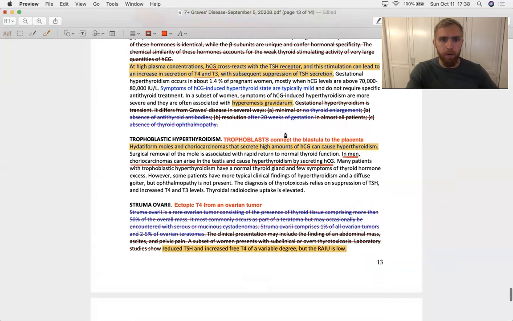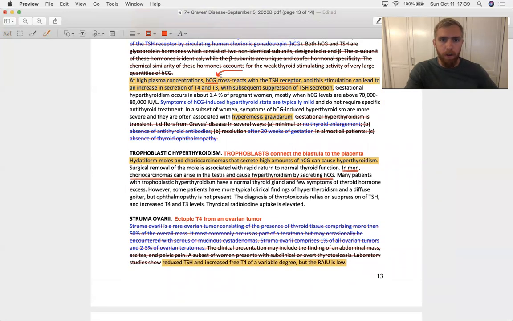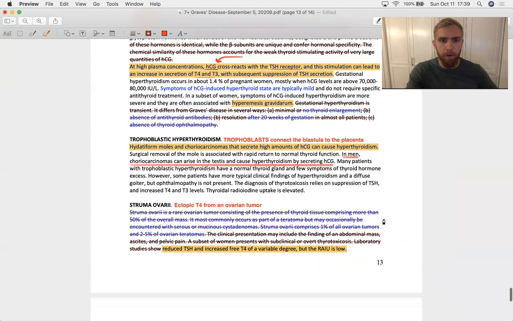Trophoblastic hyperthyroidism. So we just said human chorionic gonadotropin has some tropism for the TSH receptor. Well, trophoblasts are producing a ton of HCG all the time. And what are trophoblasts? Well, they're those things that connect the blastula to the wall of the uterus and then to the placenta. And you've got cytotrophoblasts and syncytiotrophoblasts, remember that. So this is not exactly particular to women because men can also develop these things called choriocarcinomas, which are going to arise in the genitalia and then produce hyperthyroidism by virtue of the fact that they're secreting human chorionic gonadotropin.